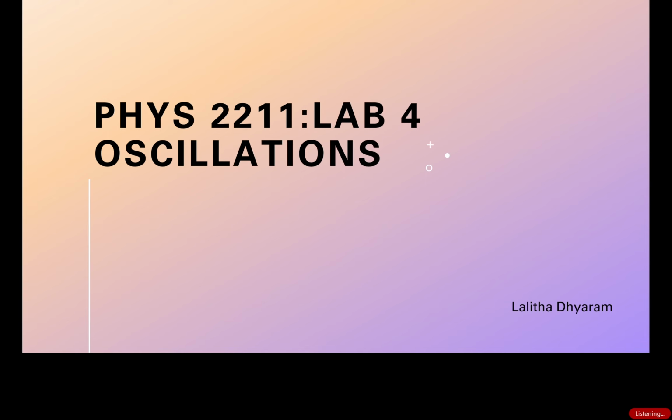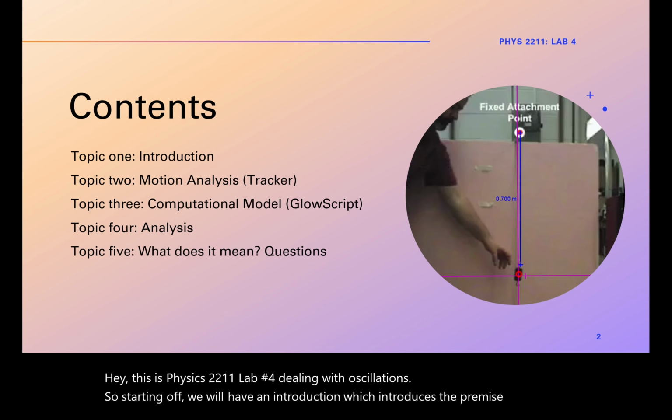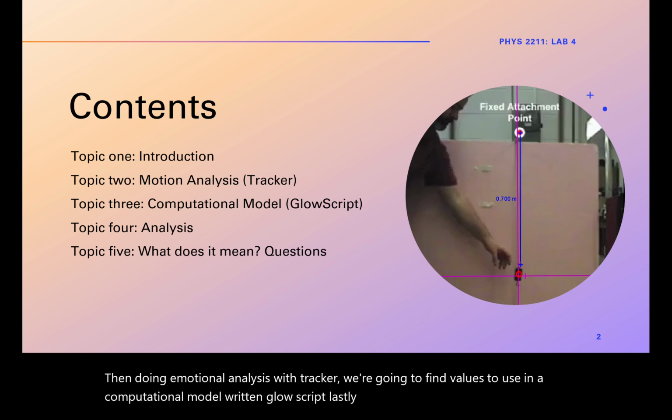Hey, this is Physics 2211, lab number 4, dealing with oscillations. Starting off, we will have an introduction, which introduces the premise of this lab, then doing a motional analysis with Tracker. We're going to find values to use in a computational model written in GlowScript. Lastly, we're going to analyze and answer some questions.